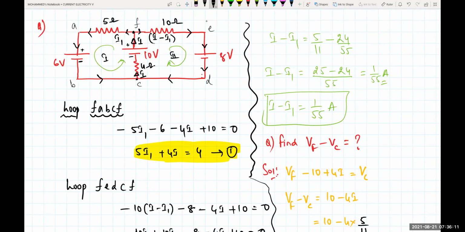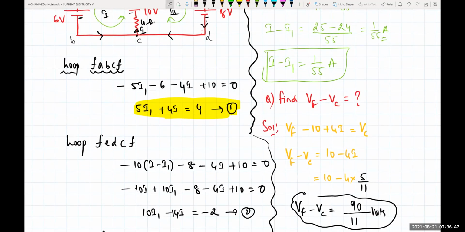Let's look at the next loop. The next loop is F to E, E to D, D to C and C to F. F to E, I'm going in the same direction as the current, so negative. So it is minus, resistance is 10, current is I minus I1. Then from E to D, where am I ending, beta? I'm ending at the negative terminal. This one is the negative terminal and this one is positive. So at D, what is the terminal I'm able to see? Minus. So it is minus 8. Then from D to C, there is nothing. Then from C to F, I'm moving in the same direction, so it is minus of 4 into I. And for the cell, I'm ending at F, which is positive, so plus 10 equals 0.